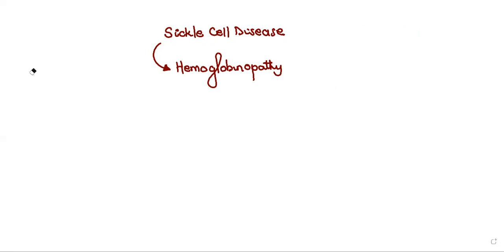So it means that you can have HBAA or AS, meaning one came from daddy, one came from mommy. So when we say sickle cell disease, we mean a hemoglobinopathy in which there are two abnormal hemoglobins, isn't it?